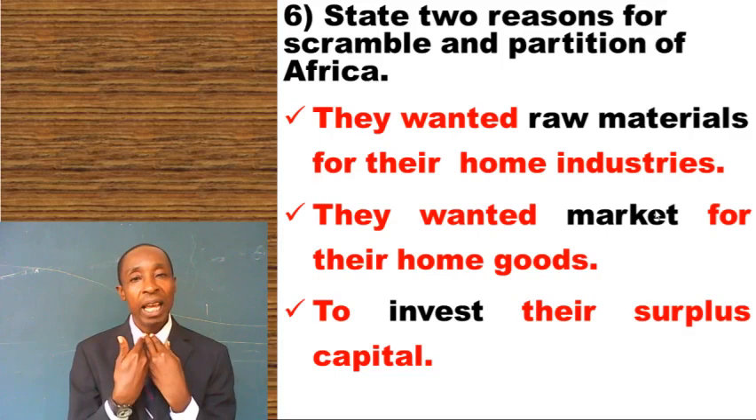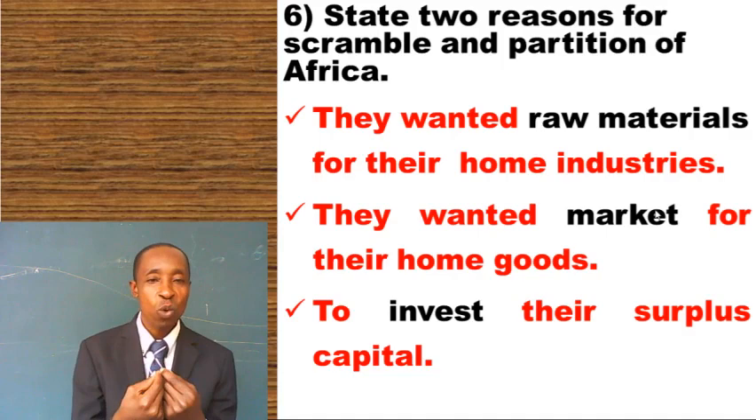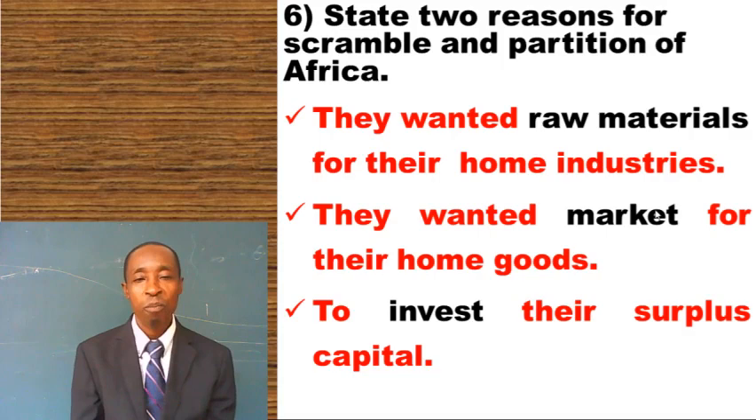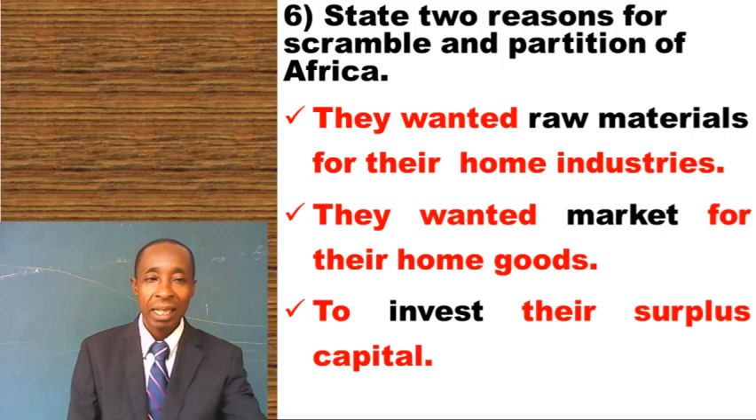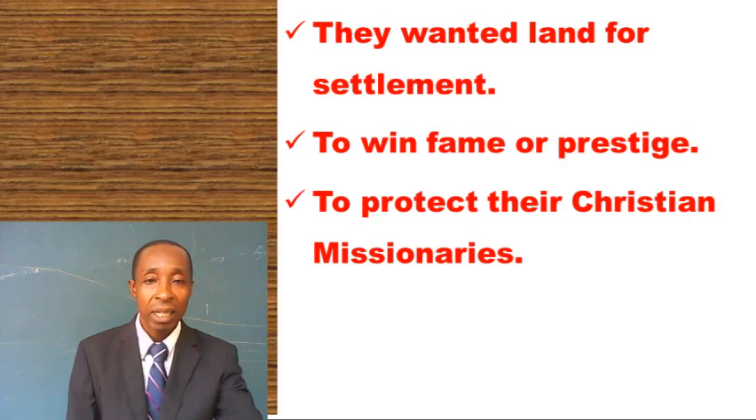What do you see? Line one, we're seeing raw materials. Line two, market. Line three, investment. So please, I beg you to use those highlights to remind you whenever such things occur. They also wanted land for settlement, to win fame or prestige, then to protect their Christian missionaries.